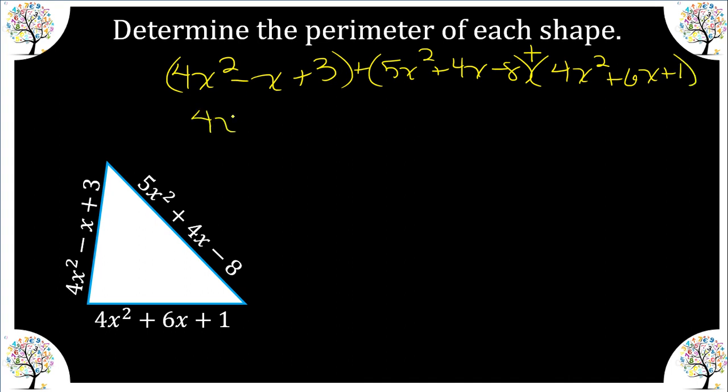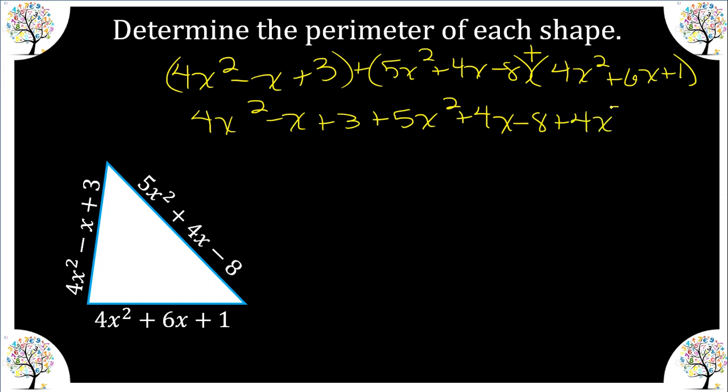Now, all together, and this may be more writing out than you may do, but just to keep consistent with how I'm sharing. Now we're going to be combining all like terms. So let's start with our quadratic terms. So we have 4 and 5, that's 9, and 4 is 13x squared.